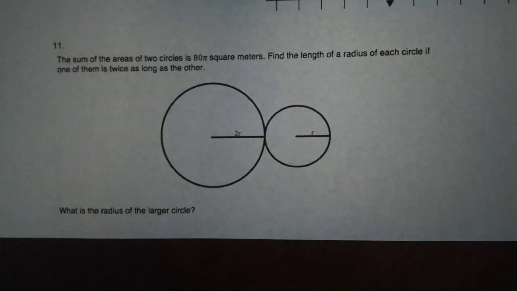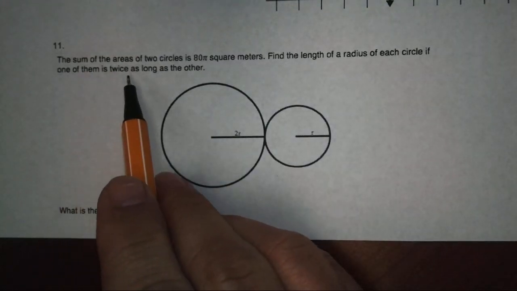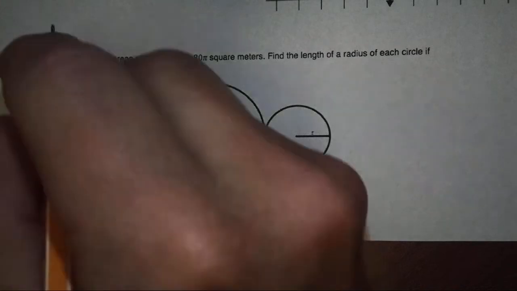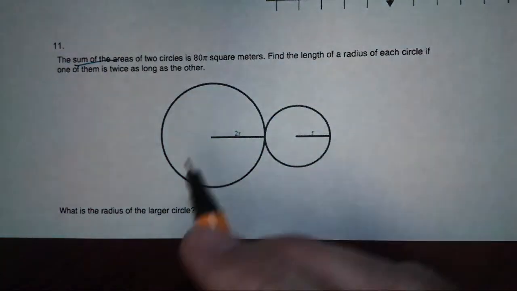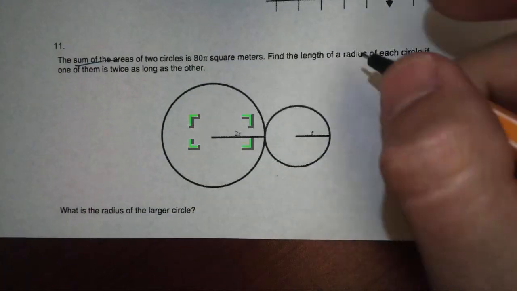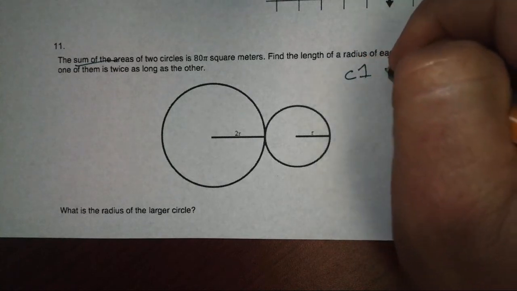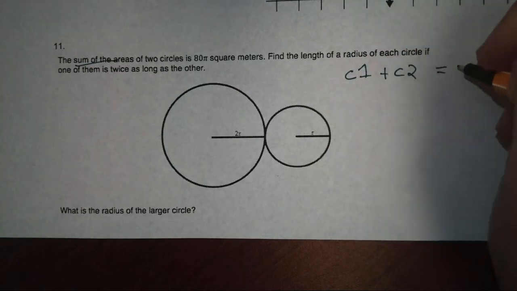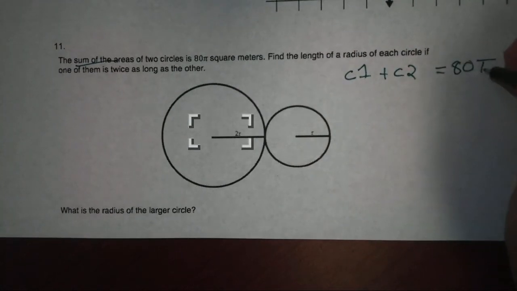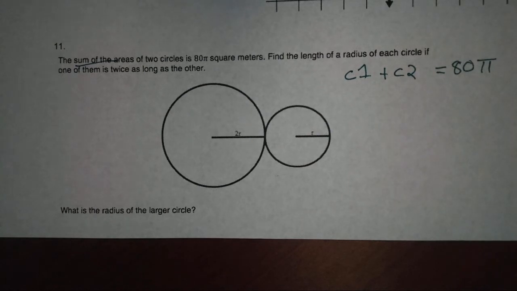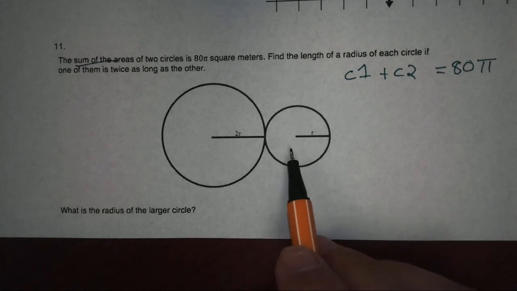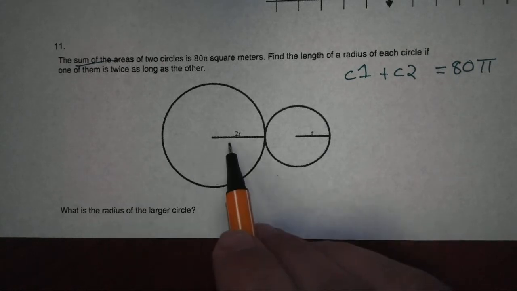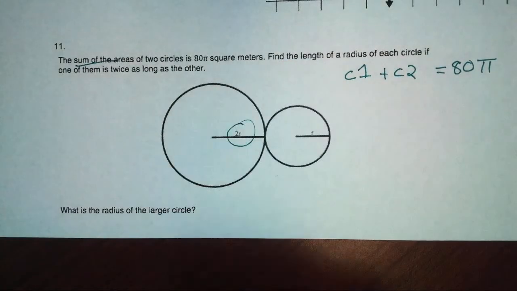Then on to number 11. It says the sum of... okay, so we have another area problem. And again, it's another sum of the areas. So it tells us the sum is 80. So circle 1 plus circle 2 is equal to 80 pi. They give us the diagram. This time we don't have to figure it out. They want us to figure out the radius of the larger. So this is what we're going to be going for.